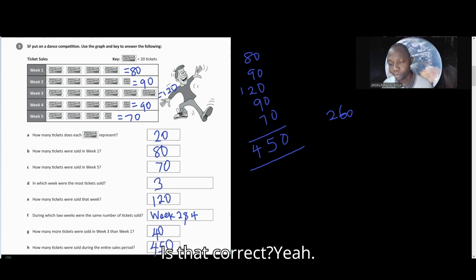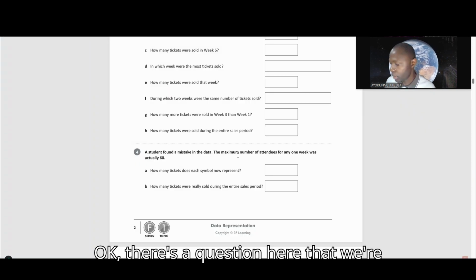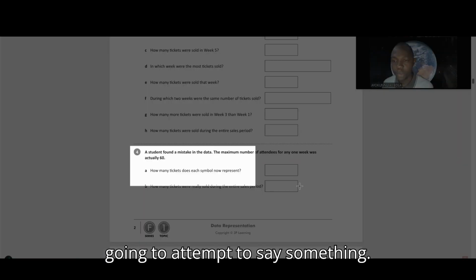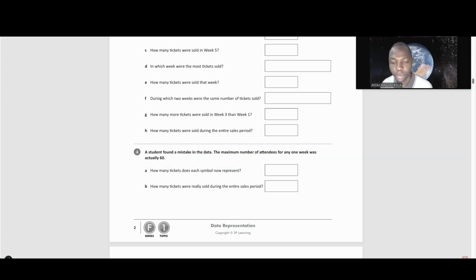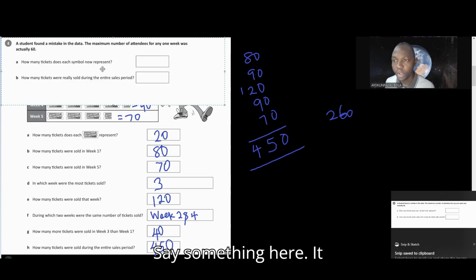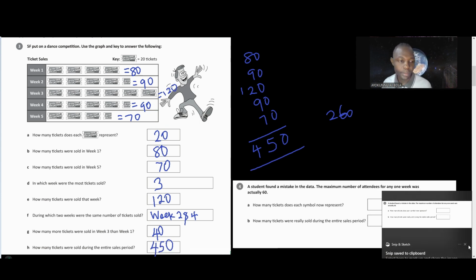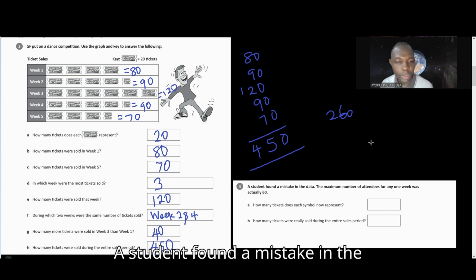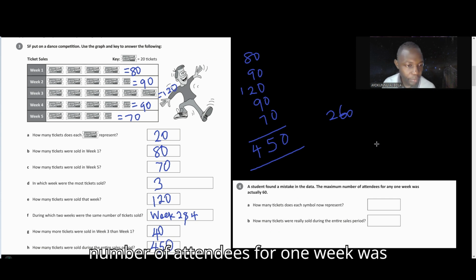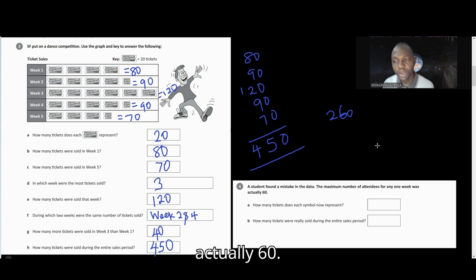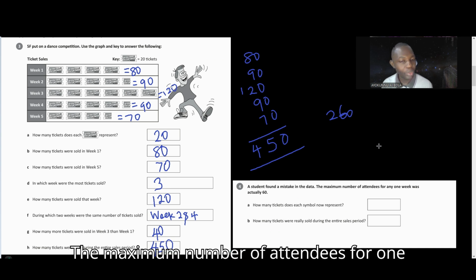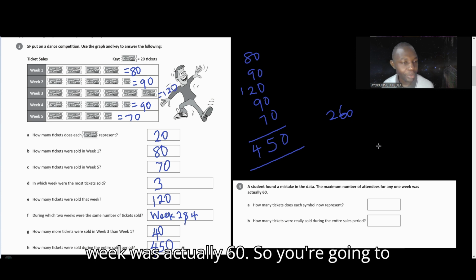Is that clear? Yes. Okay, there's a question here that we're going to attempt. A student found a mistake in the data. The maximum number of attendees for 1 week was actually 60.